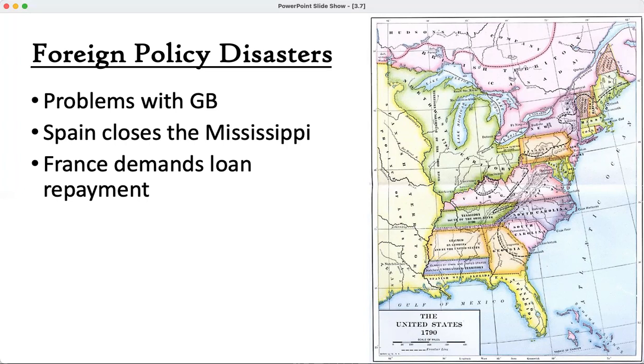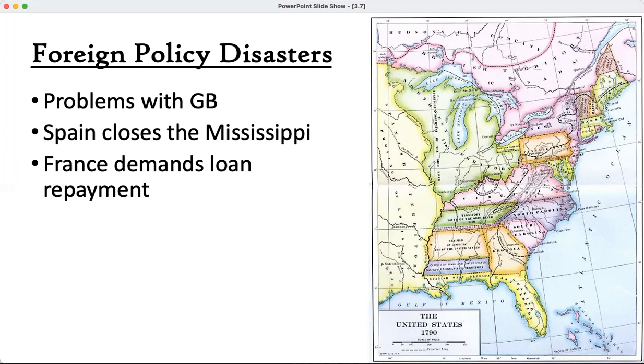Spain is mad that they haven't been paid back for the war debts, and so they closed the Mississippi. That means the United States has no access to trade along the Mississippi River. I think it's important that you understand travel infrastructure at this time. There are very few roads, and the roads that do exist are rutted out and muddy. So it is really dangerous and incredibly slow to travel overland.